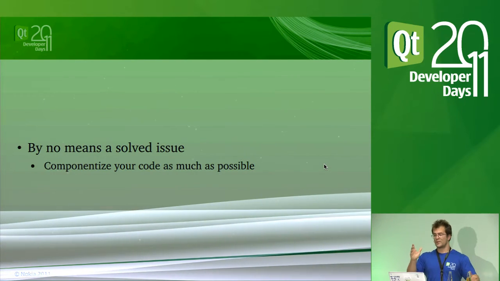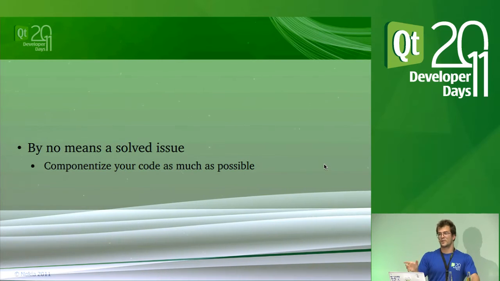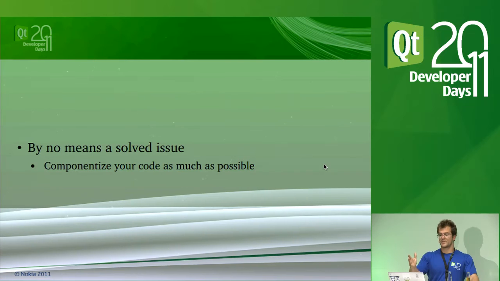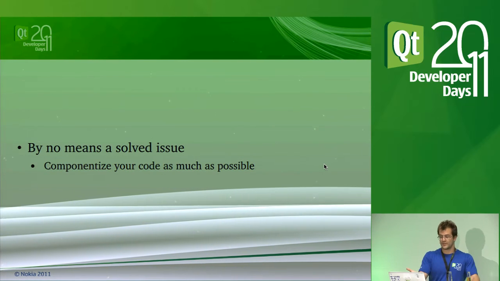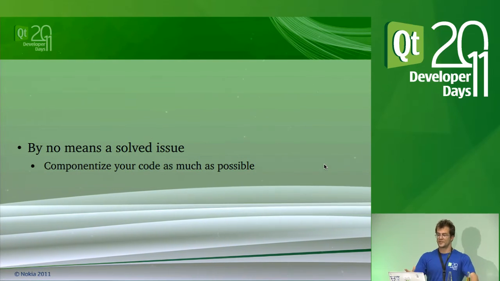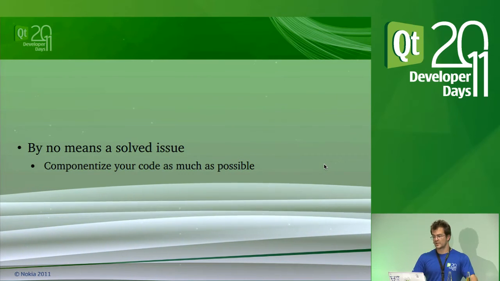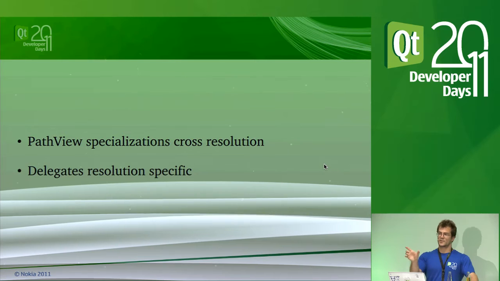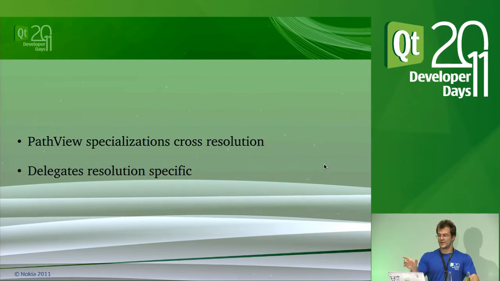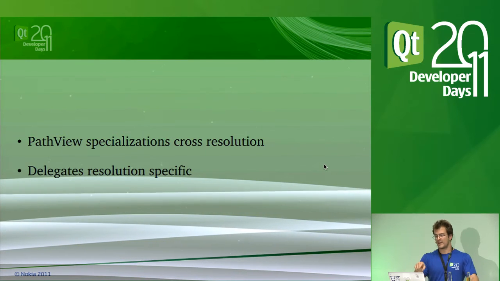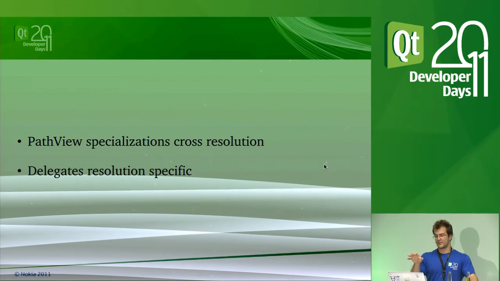So when you have a complete refactoring of your code, then clearly trying to synchronize that between multiple resolutions can be very tricky. And the way to work around this, as we all know, is to componentize your code as much as possible and move it off into components. So the path view specializations that we have are entirely relevant cross-resolution, whereas, as I mentioned beforehand, the delegates need to be very resolution specific.